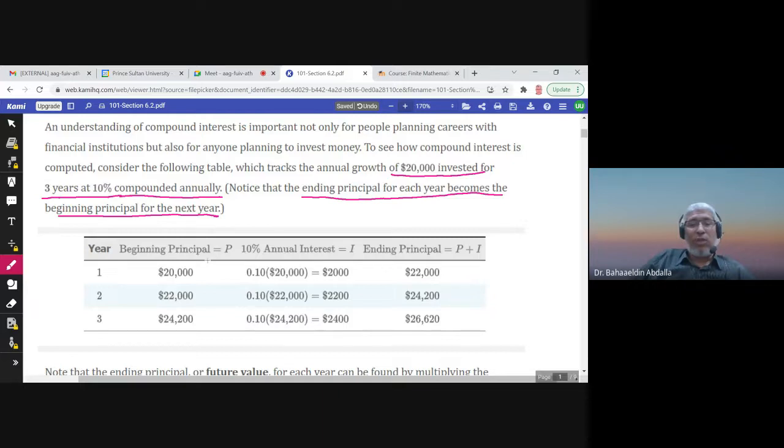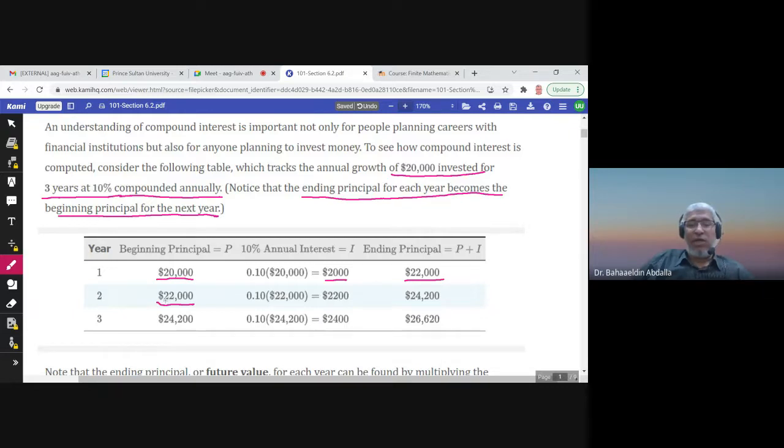So here in the first year, we started with $20,000. What was the simple interest? It was 2,000. So the ending principal, or the future value, after 1 year would be 20,000 plus 2,000, so 22,000. So this 22,000 would be the beginning principal of the second year.